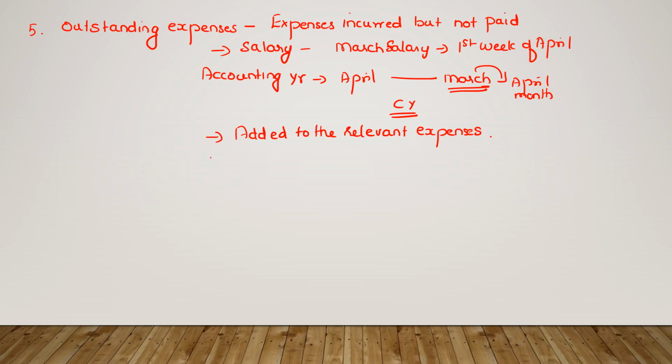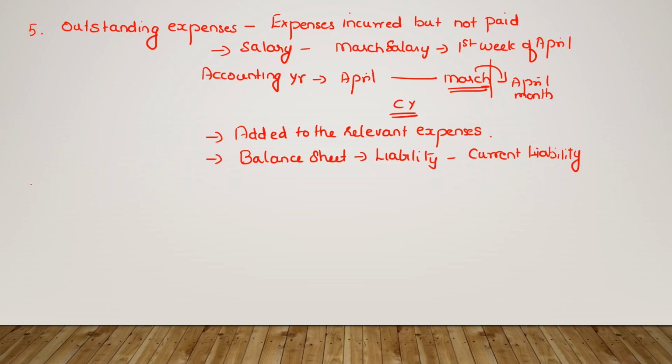account. And the second place where it will be shown is, because it has still not been paid as at the end of March, it is a liability of the business. So in the balance sheet, the amount of outstanding expense in this example, 4,000 rupees, will be shown as a liability, and it is a current liability, the liability which is payable immediately, at the earliest. So this is the accounting treatment of outstanding expenses.